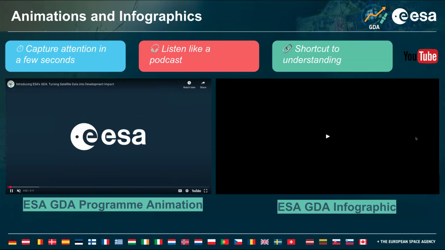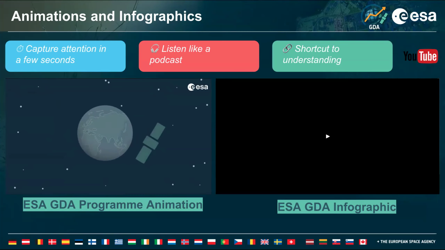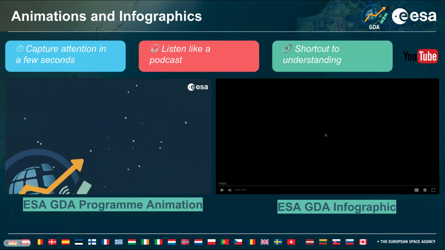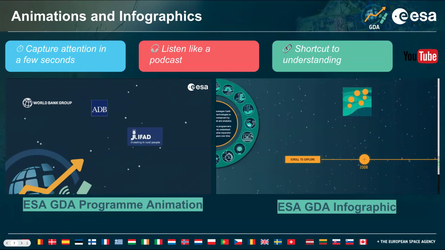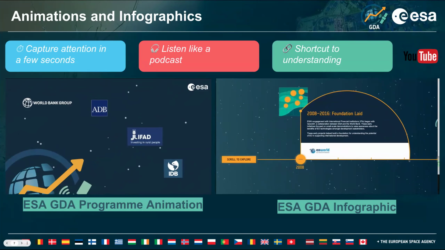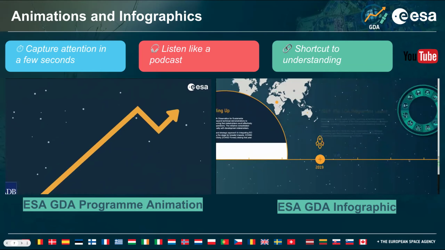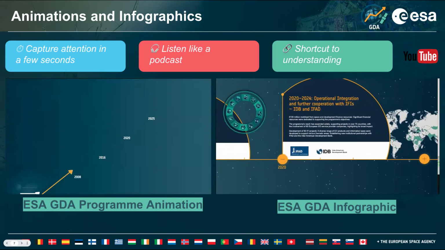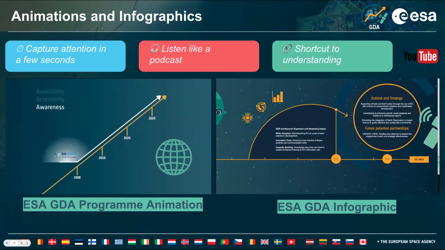So let's be honest, maps and stories aren't always the fastest way to align a room. Sometimes you only have 60 seconds to capture attention, or you need to explain something complex while multitasking. This is where our animations and infographics come in. On screen, you see on the left side the GDA program animation, and on the right side the GDA infographic. Both are accessible on YouTube, but the interactivity is really on the GDA website, where you can play with them via scrolling and clicking. They are short and focused.